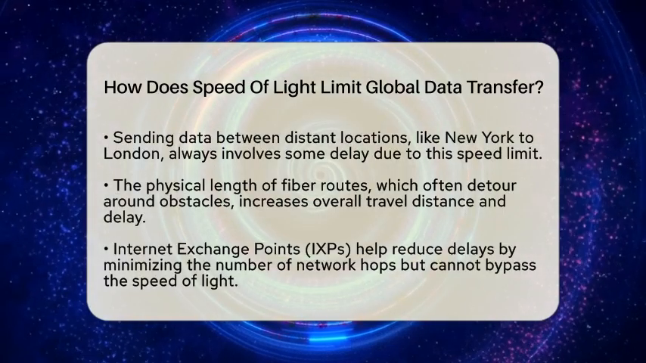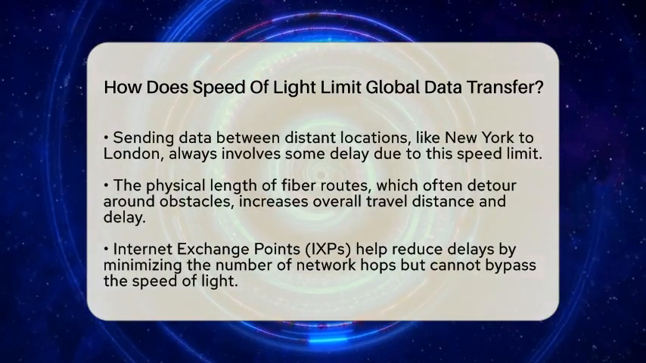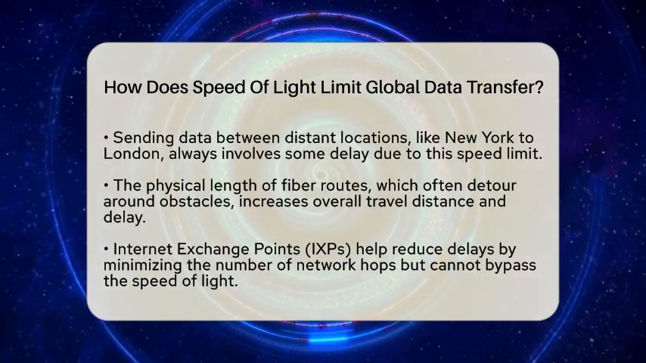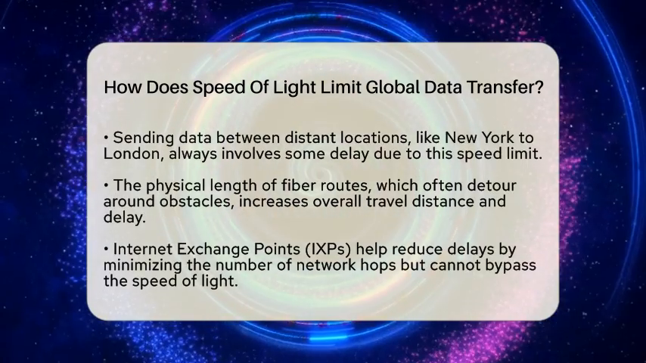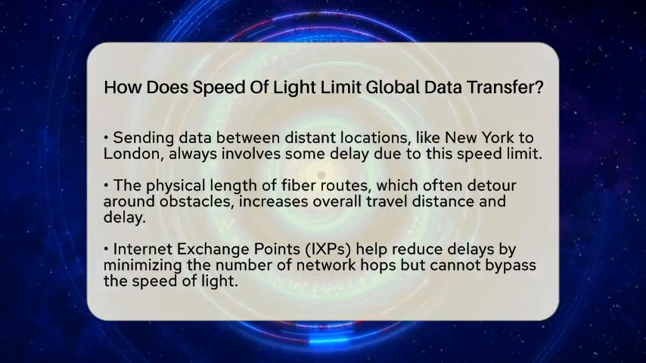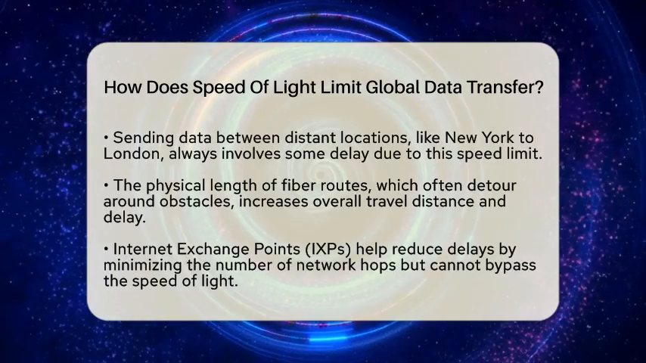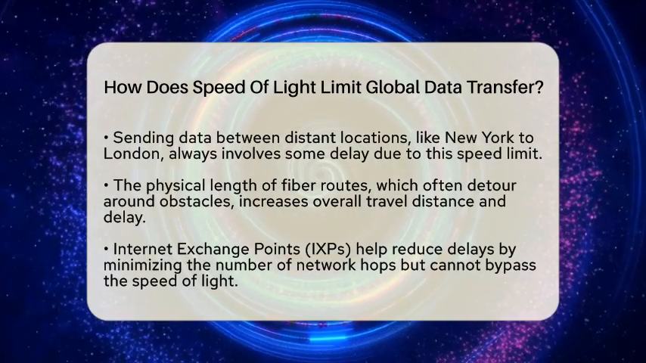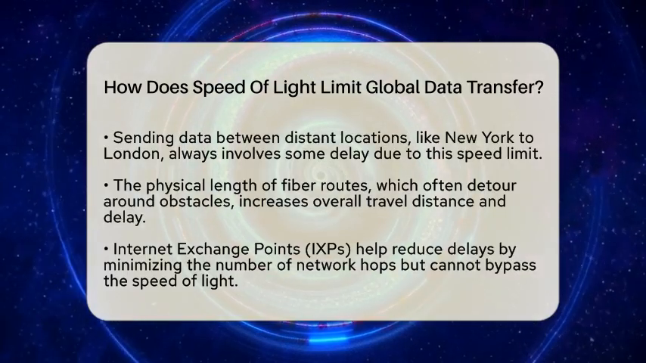For example, sending data from New York to London involves thousands of kilometers of fiber. The signal can't travel faster than the speed of light, so there's always a delay. This delay can be around 50 milliseconds for a round trip, which matters a lot for things like video calls or online gaming, where real-time responses are needed.